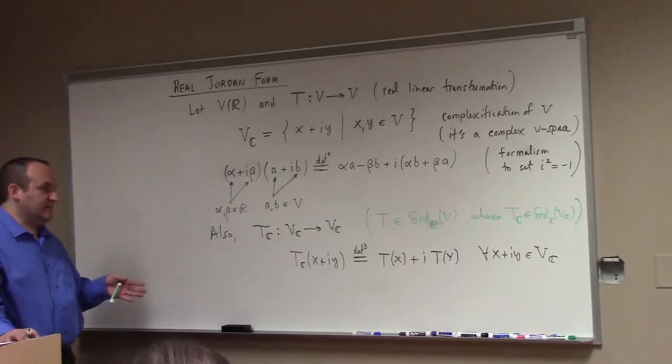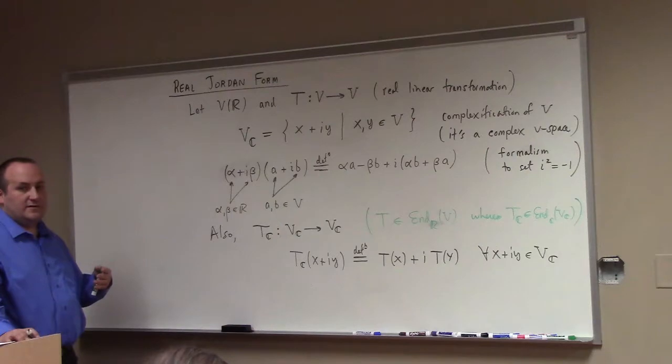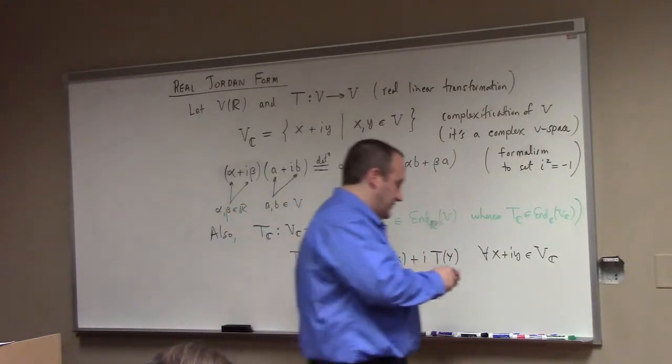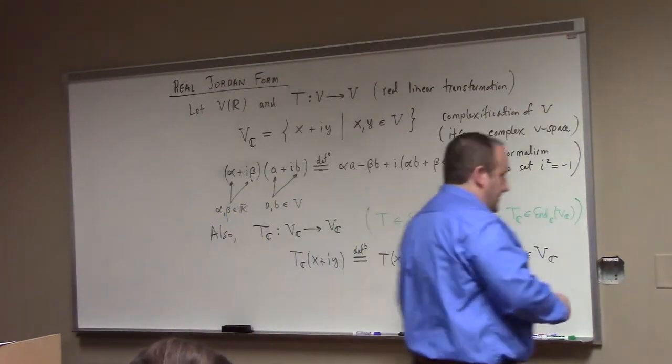So with this construction, all of a sudden it makes sense to talk about the complex eigenvector of a real transformation. So what do we mean? Complex eigenvector of a real transformation. So here's the definition.